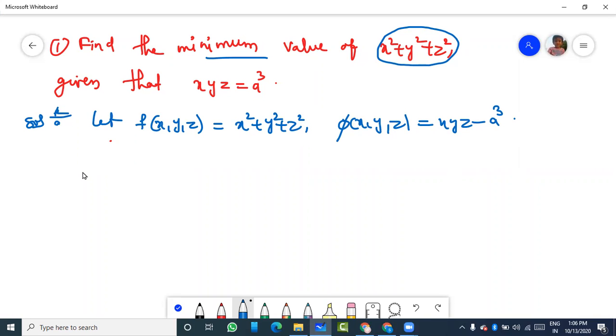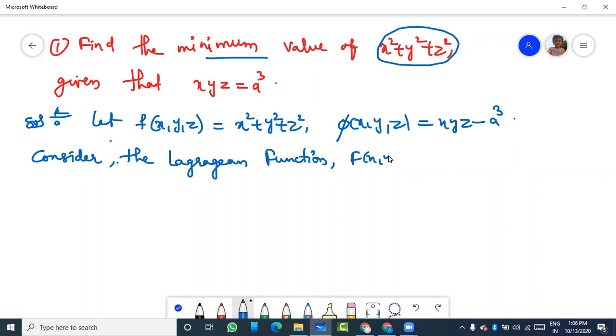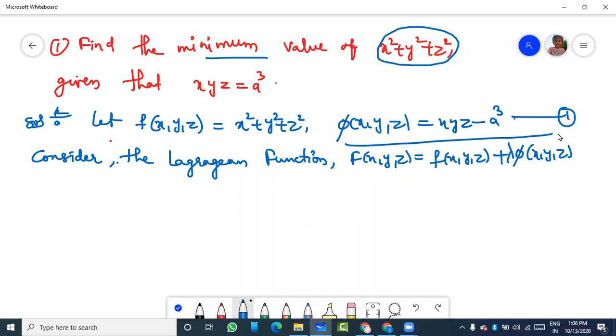Now we can take the Lagrangian function. Consider the Lagrangian function: capital F of x comma y comma z equals small f of x comma y comma z plus lambda phi of x comma y comma z. This is equation 1. This is the Lagrangian function.